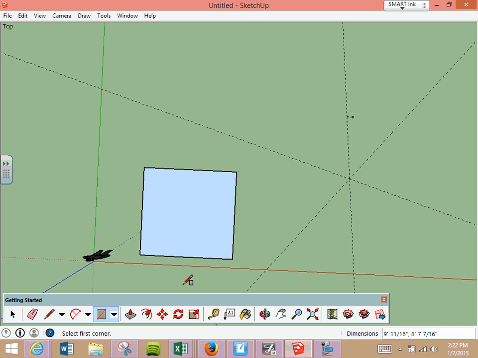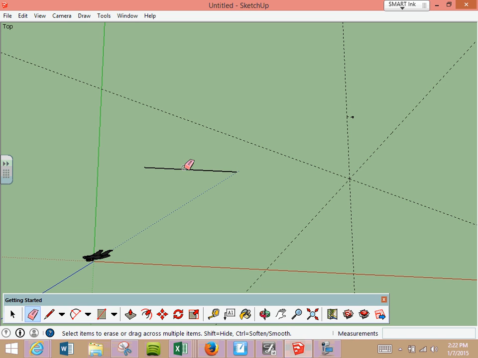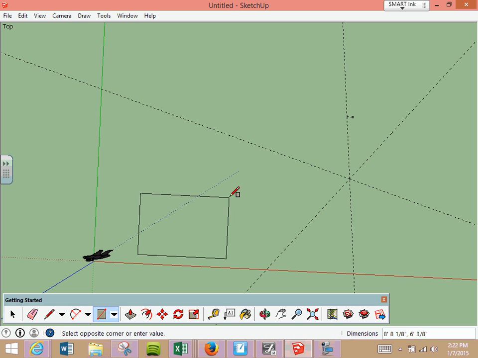So we're going to be using SketchUp for this one, and I want you to get used to the units of measurement. So we have 9 inches and 11/16. I don't like that one. Hang on. Let me make another one. Right there.